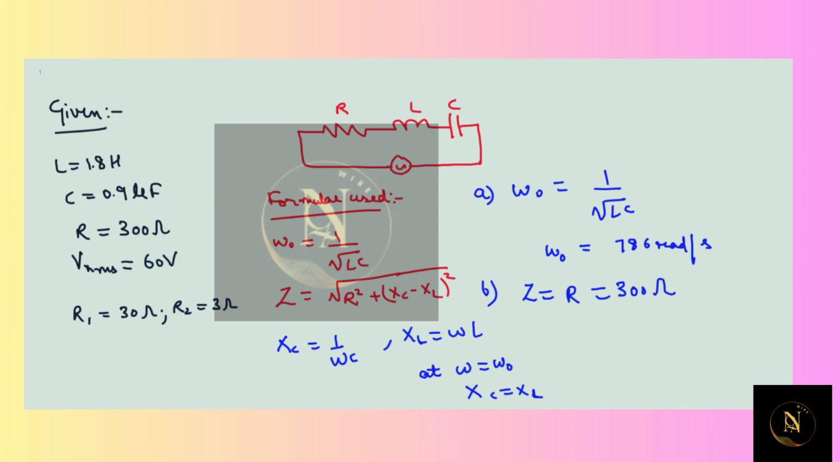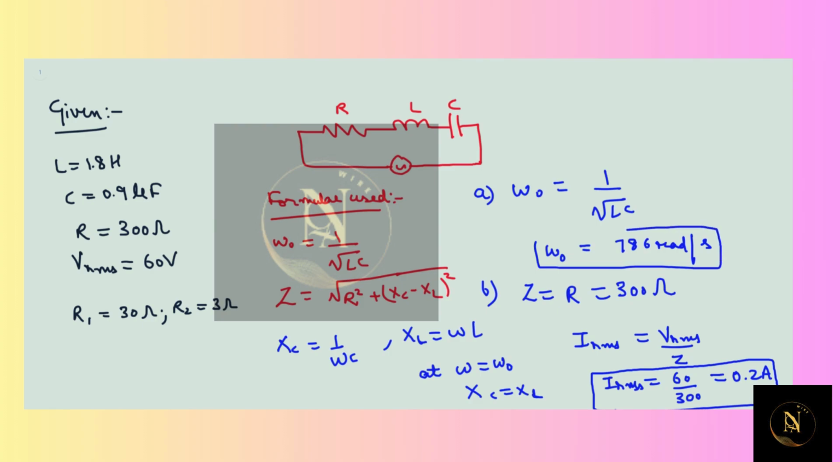Now finding out the Irms value. We know that Irms equals Vrms over impedance. So we have 60 volts over 300, which gives us 0.2 ampere current. So this is the answer of parts A and B.